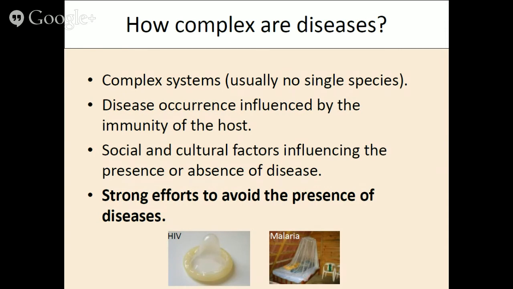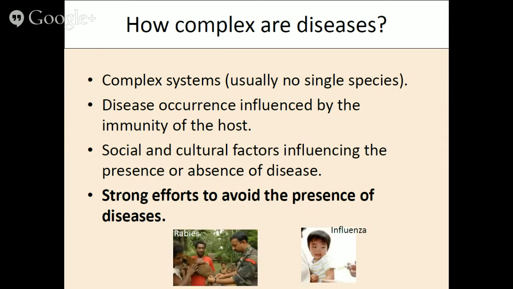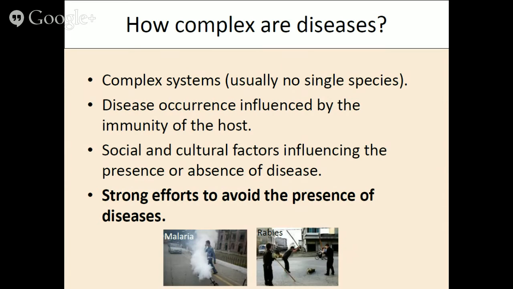Additionally, another complexity when modeling diseases is that people are actively working to avoid the presence of diseases. For example, we can have a reduction of the exposure to the pathogen, for example, for HIV or for malaria, or we can provide immunity to the population against viruses. In the case of malaria, we can have strong efforts to reduce the number of vectors in the system. Or for rabies, we can work to reduce the available reservoirs.